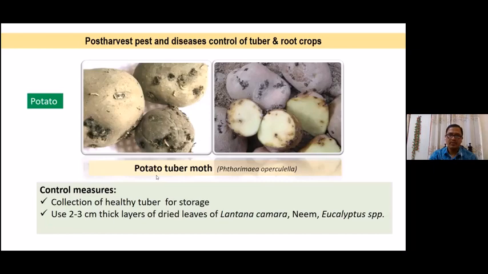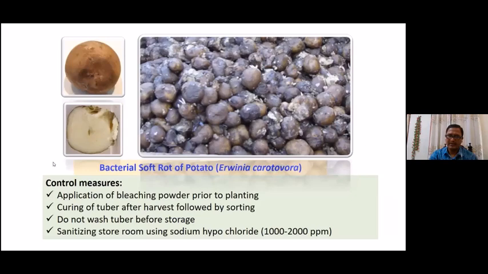Another and more dangerous disease is bacterial soft rot of potato. When this pathogen attacks in storage, the whole potato will be damaged immediately. So it is very important to take measures to keep the potato safe in the field as well as in the store. Basically, this bacterium infects the crop in the field. If we can control these bacteria in the field, that may help to keep the tubers safe in the store.